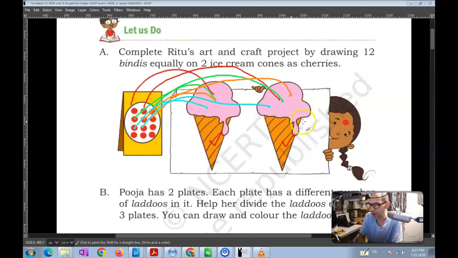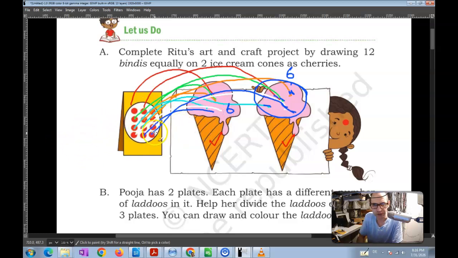In the next round I'm going to give this one to this one, and this one to this one. And in the last round I'm going to give this one to this one, and this one to this one. So now basically I have 1, 2, 3, 4, 5, and 6 for this group. So I have 6 bindis here, and I have 6 bindis here, right?